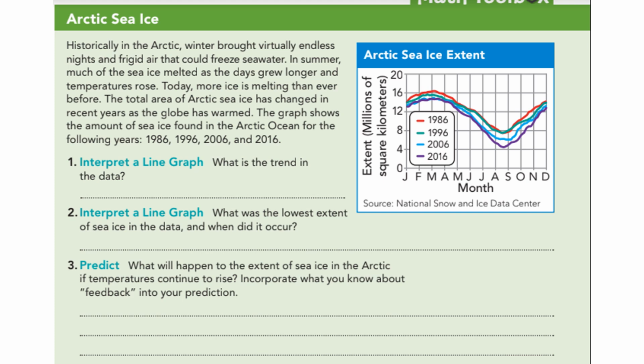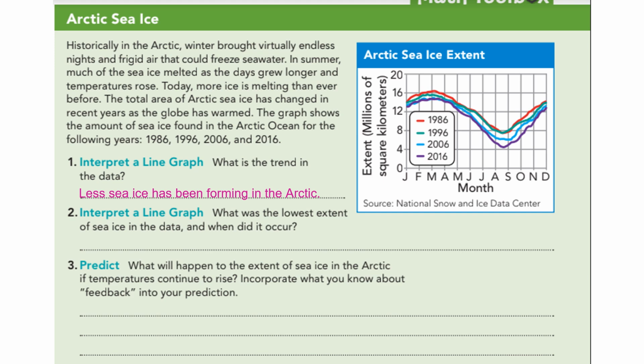All right, so this is our math toolbox. Arctic sea ice. So historically in the Arctic, winter brought virtually endless nights and frigid air that could freeze seawater. In summer, much of the sea ice melted as the days grew longer and temperatures rose. Today, more ice is melting than ever before.